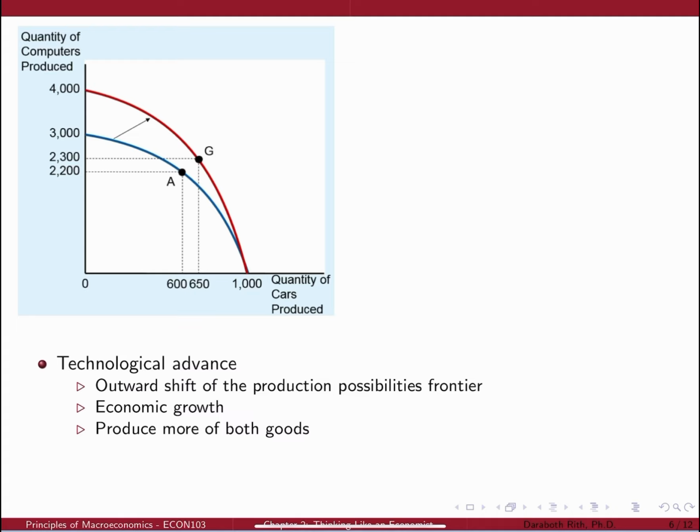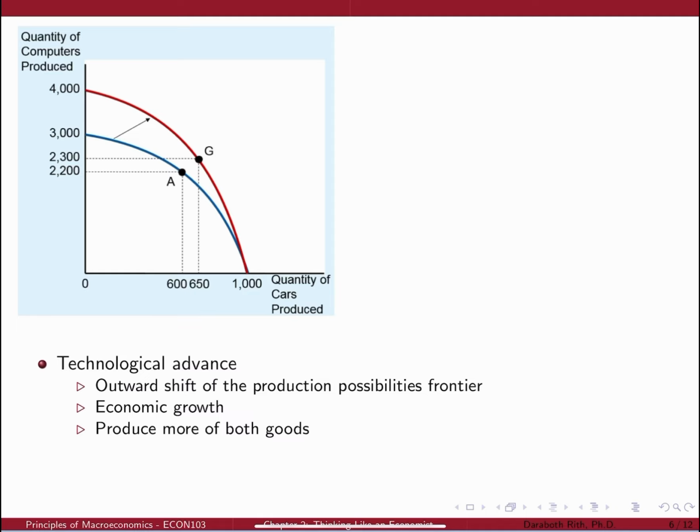Let us compare point A and point G. At point A, with the original PPF, the economy can produce 2,200 quantities of computers and 600 quantities of cars. With the expansion of the PPF at point G, the economy can produce up to 2,300 quantities of computers and 650 quantities of cars. Why, and what can make the PPF expand? The sole reason is technological advancement.